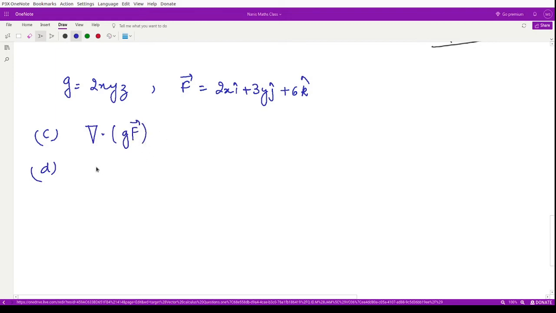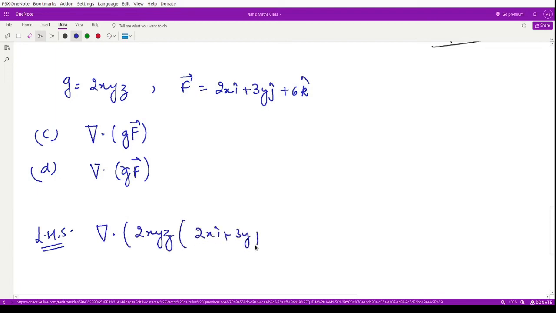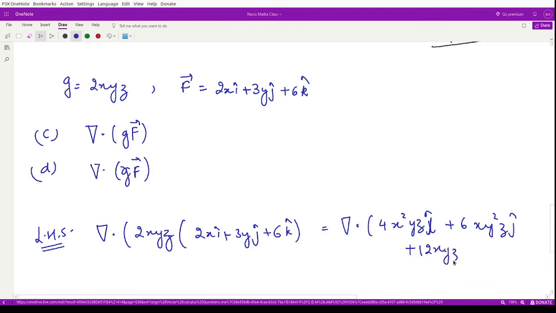So this is the left hand side for both options. So let's first compute this only. So del dot gf, what is g? 2xyz, and then you have vector f. Vector f is 2x i cap plus 3y j cap plus 6k cap. So this would be del dot 4x square yz i cap, then you have 6xy square z j cap, and then you have plus 12xyz k cap.